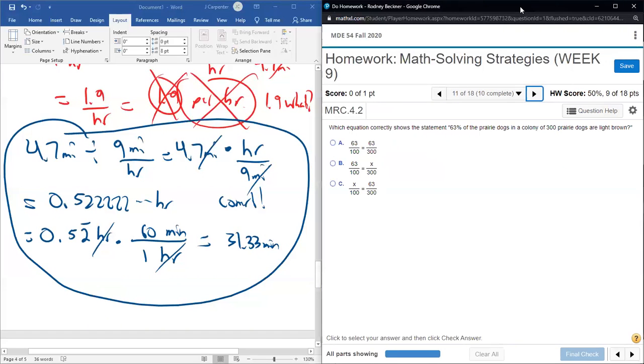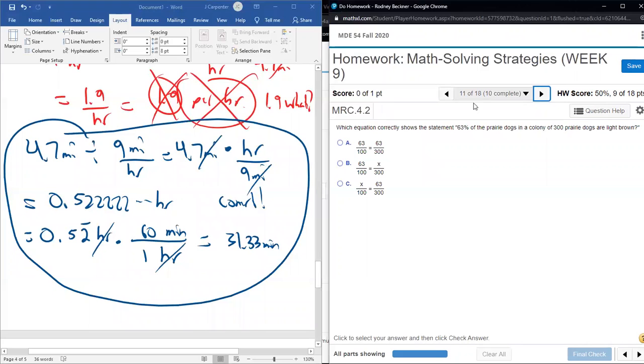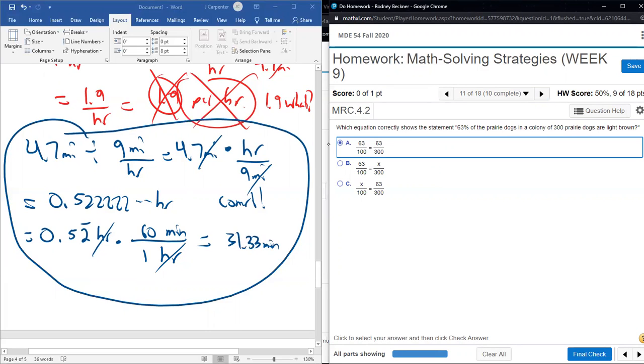All right, last one and we'll call it a day. Which equation correctly shows the statement that 63% of the prairie dogs in a colony of 300 prairie dogs are light brown? So we know the percentage of them, we know the total of the colony, but we don't know the part that are actually brown. We don't know something, so it can't be A. It's got to be B or C.